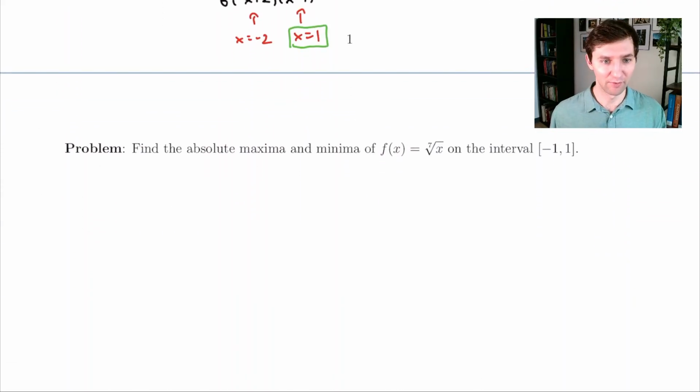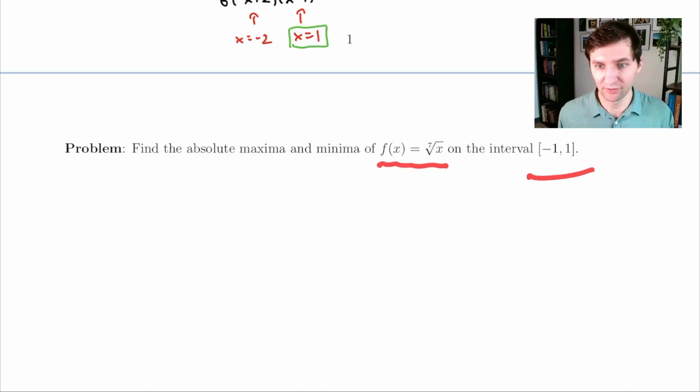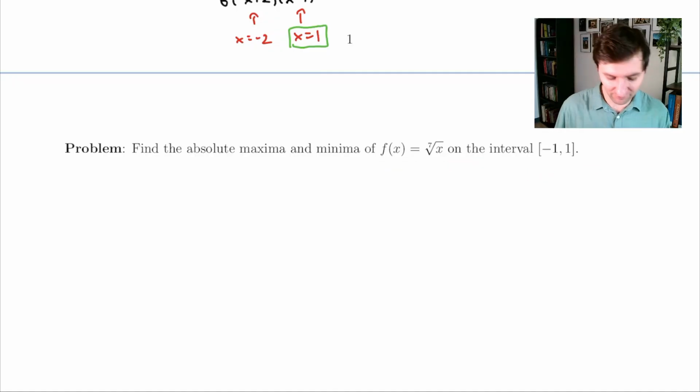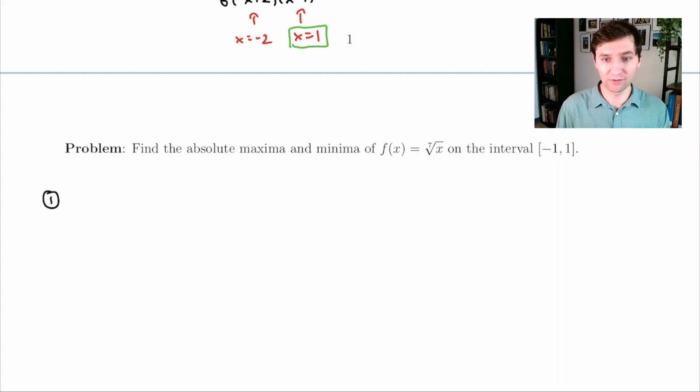Let's try one more problem. This time, we must find the absolute maxima and minima of the 7th root of x on the interval from negative 1 to 1. If you would like to try this problem on your own first, stop the video now. I follow the same idea. First, according to the closed interval method, I must determine the critical numbers inside of this interval.